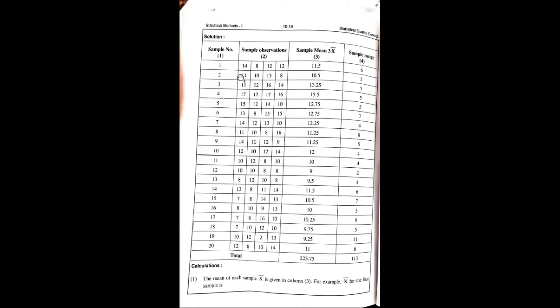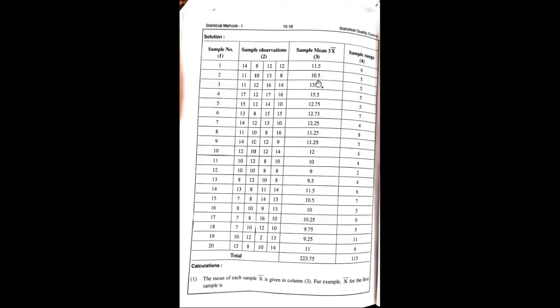How to get the sample mean? 14 plus 8 plus 12 plus 12. We will add these four numbers and divide by 4, which gives us 11.5. So for every sample, find out the sample mean this way: add the sample observations and divide by 4. For the first sample, the mean is 11.5.